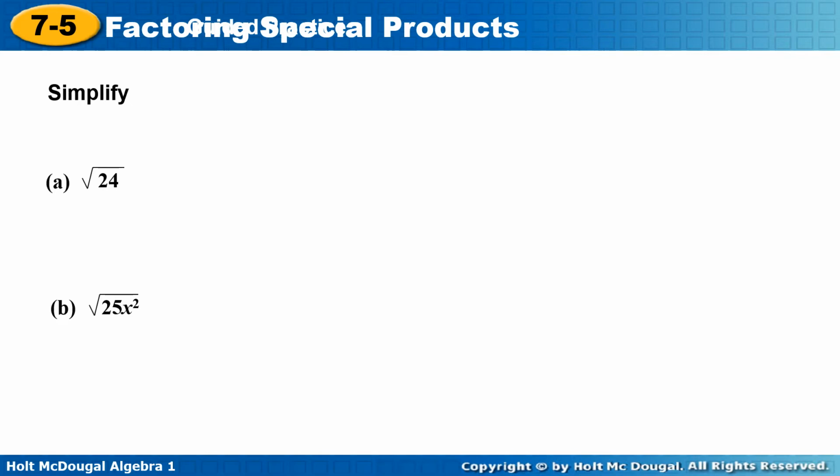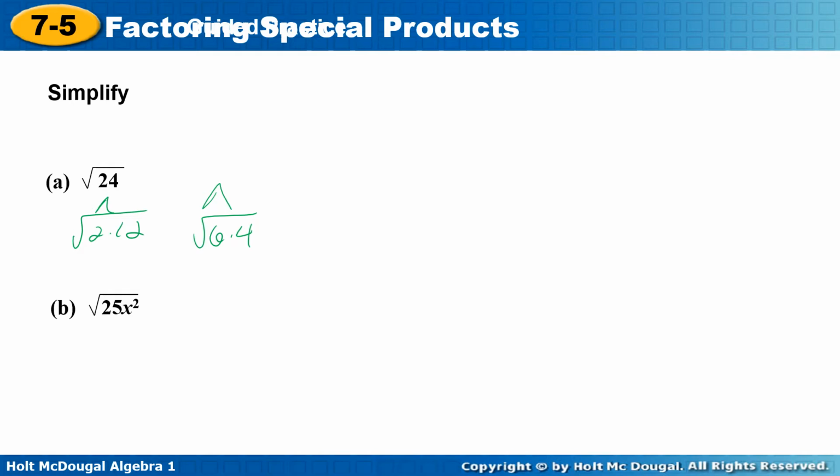If you want to pause this and practice them on your own, you're welcome to, and then just press play when you're ready. Okay, so square root of 24. We can break this up a few different ways. Let's look at it a couple different ways. We can say that's 2 times 12, right? We can say that is 6 times 4. Let's look at it both ways here.